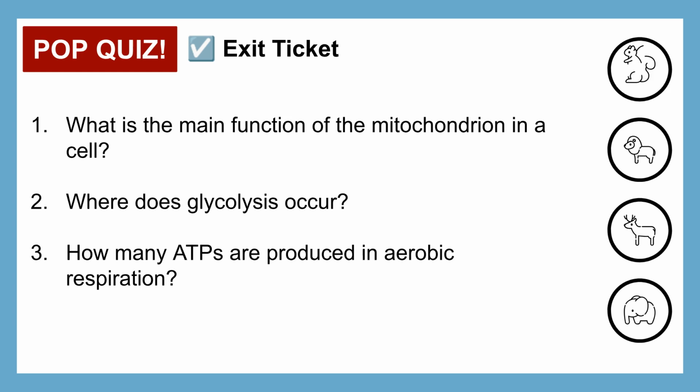To review, define the main function of the mitochondrion, locate where glycolysis takes place, and count how many ATPs are produced in aerobic respiration.